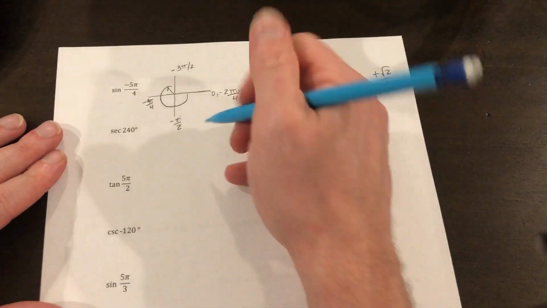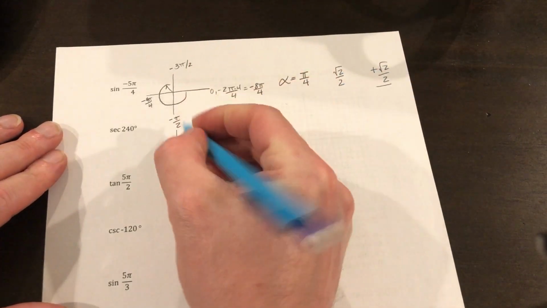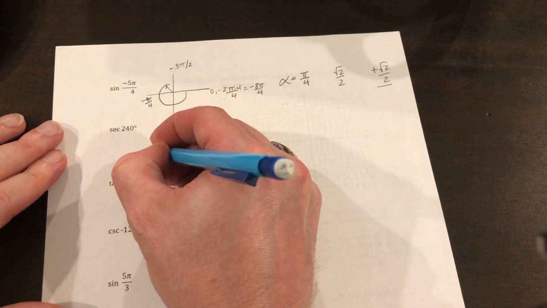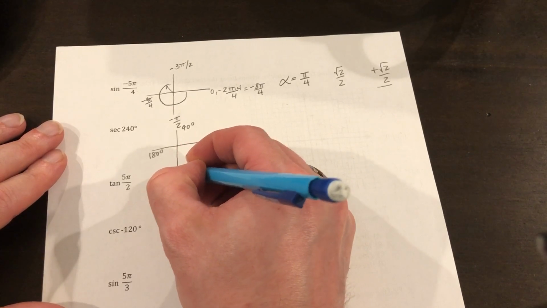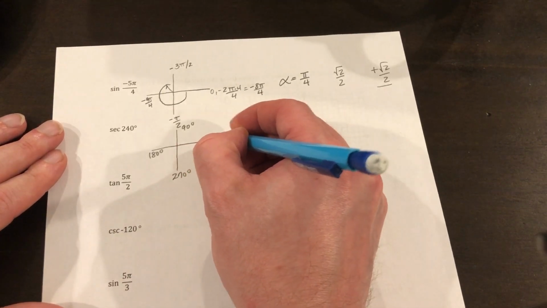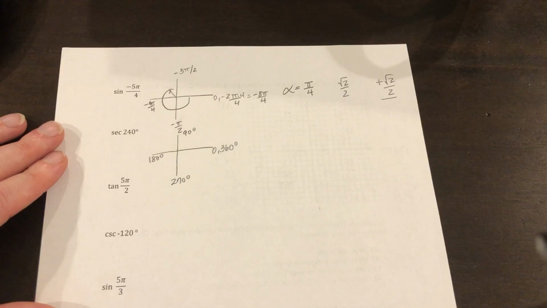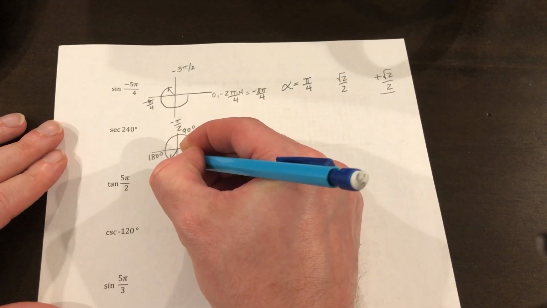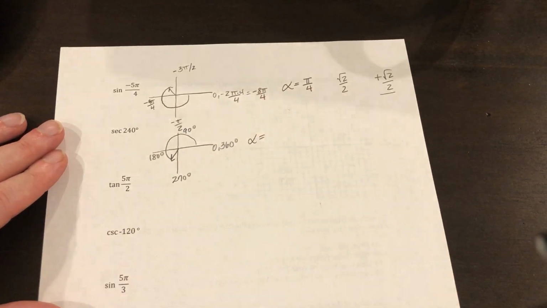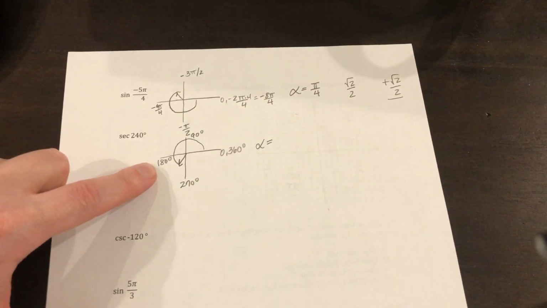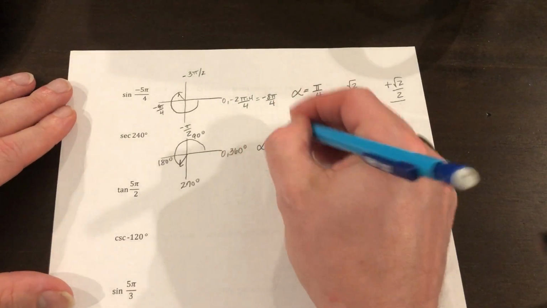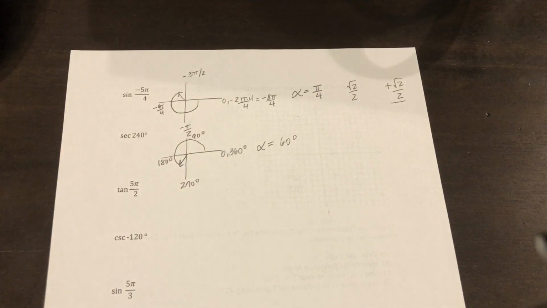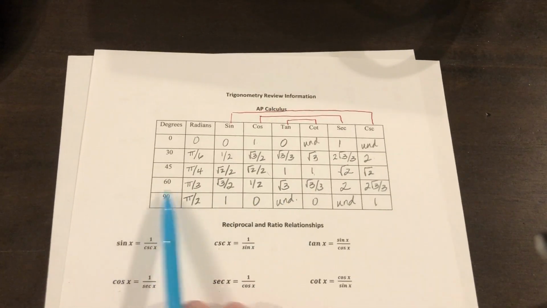Secant of 240 degrees. Okay, so this is 90 degrees, this is 180 degrees, 270, and 0 and 360. Okay, so 240 degrees is going to land you in quadrant 3. Your reference angle is 60 degrees past the x-axis right here. So your reference angle is 60 degrees. Now we're going to go read from our trig chart. Secant of 60 degrees is 2.